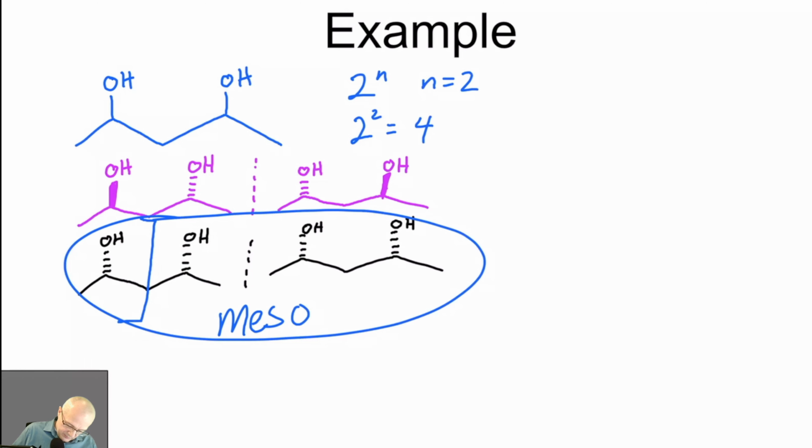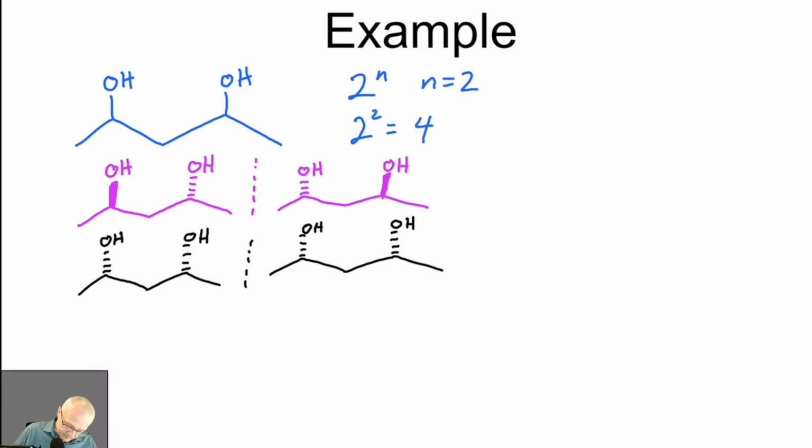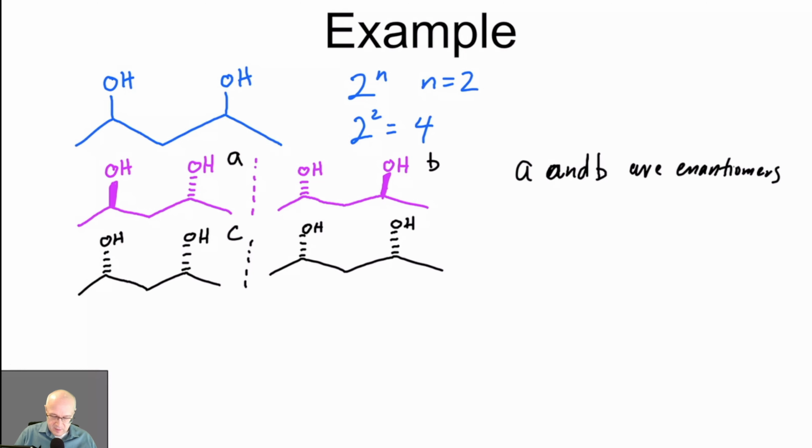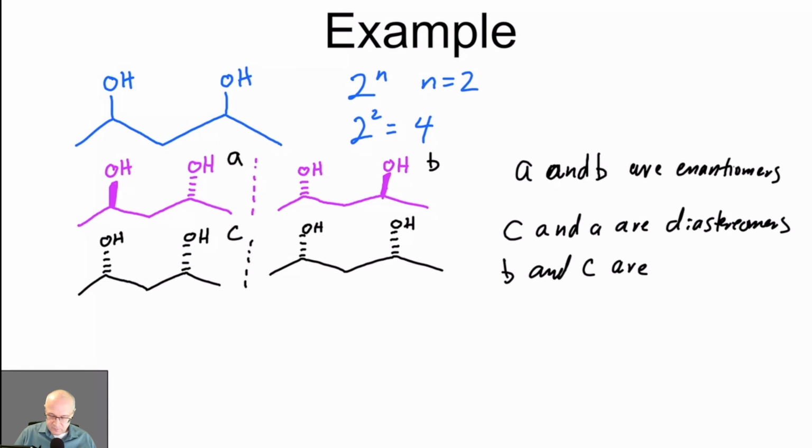Now, let's clean up the drawing here a little bit. Let's call this molecule A, molecule B, molecule C. A and B are enantiomers. C and A are diastereomers. B and C are diastereomers.